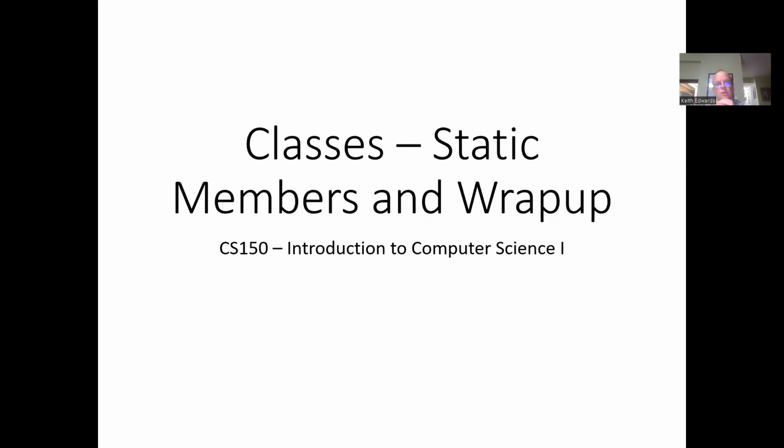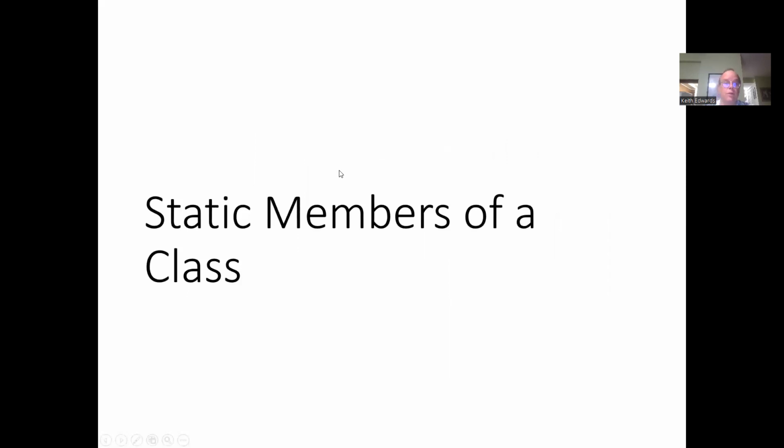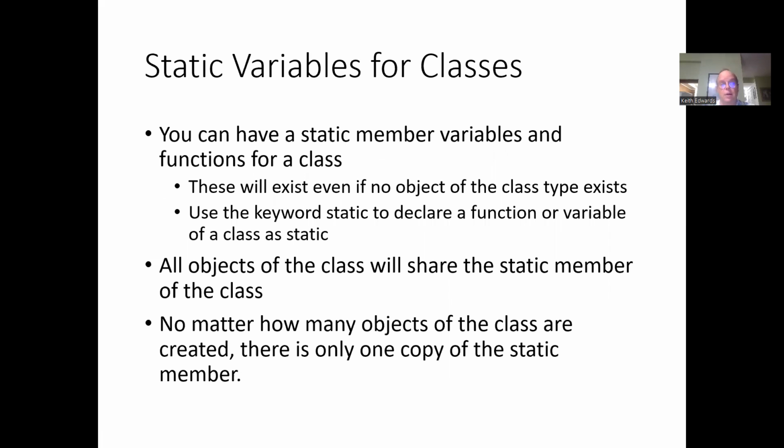Okay, so we're going to talk about classes in regard to their static member variables and do a little bit of a wrap up on the overview of classes that we've discussed for this module. So one final thing in regard to classes is you can have static member variables of a class, and you can also have static member functions of a class. What's important about these is they exist even if no object of the class type exists. So you can actually use them even if you don't have any objects of that particular class.